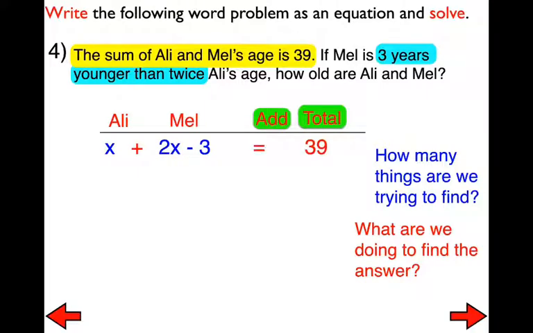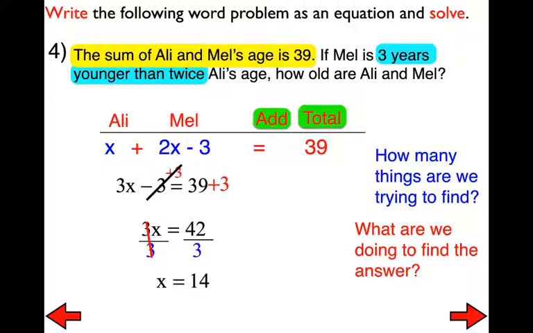So from here, it's just like all the other problems. Combine like terms, so x and 2x is 3x. So now we have 3x minus 3 equals 39. Add 3 to both sides. Divide by 3, and we get x equals 14. Well, x represents Allie's age. To find Mel's age, you would have to replace x with 14, multiply by 2, and then subtract 3.